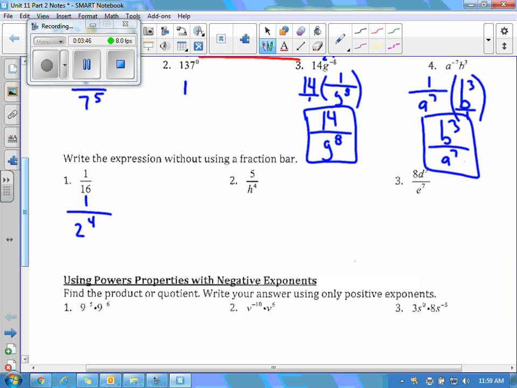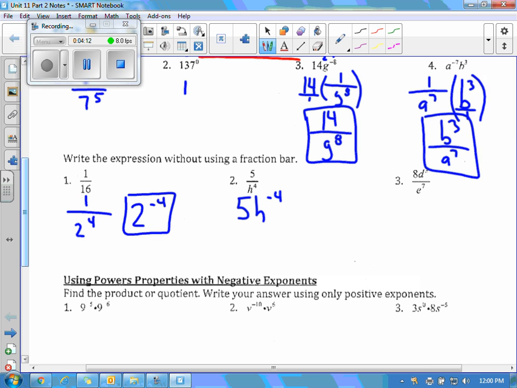Now the directions ask me to write this without a fraction bar. If you think about our negative rules, I'm basically undoing that negative rule, and I'll get 2 to the negative 4th as my answer. So if I have a positive exponent on the bottom of a fraction and I want to get rid of that fraction bar, I have to write it as negative. Looking at number 2, I have h to the positive 4th on the bottom, so to get rid of that fraction bar, that 4 has to become negative.